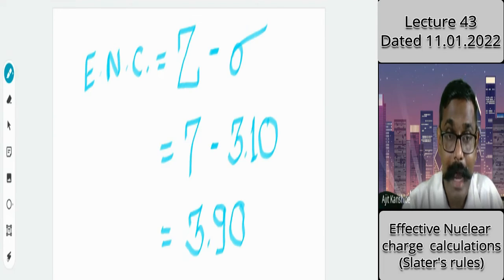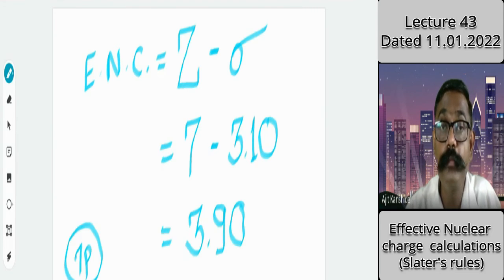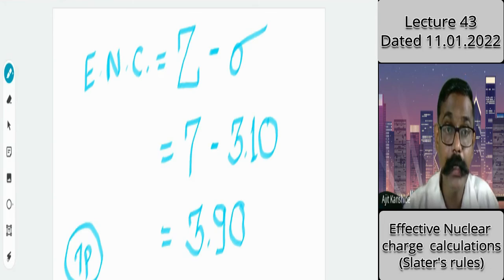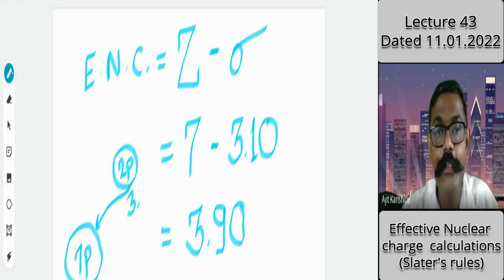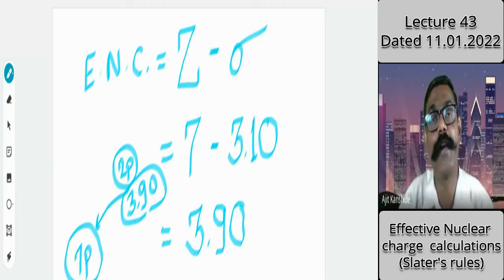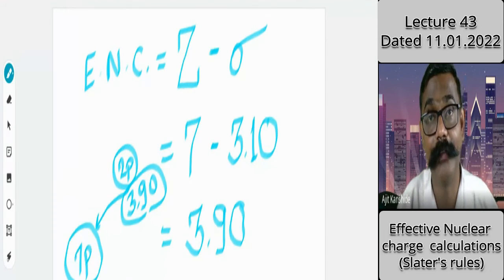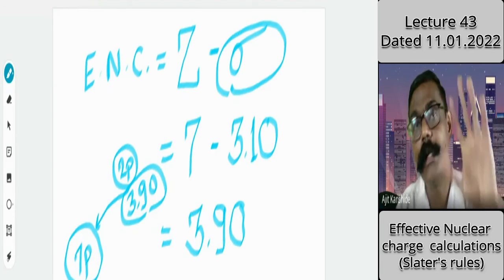So actually 7 protons are there in the nitrogen nucleus, but the electron present in the 2p orbital experiences only 3.90 protons. That means the effective charge is only 3.90 despite 7. It is because of screening and shielding, which we are calculating.